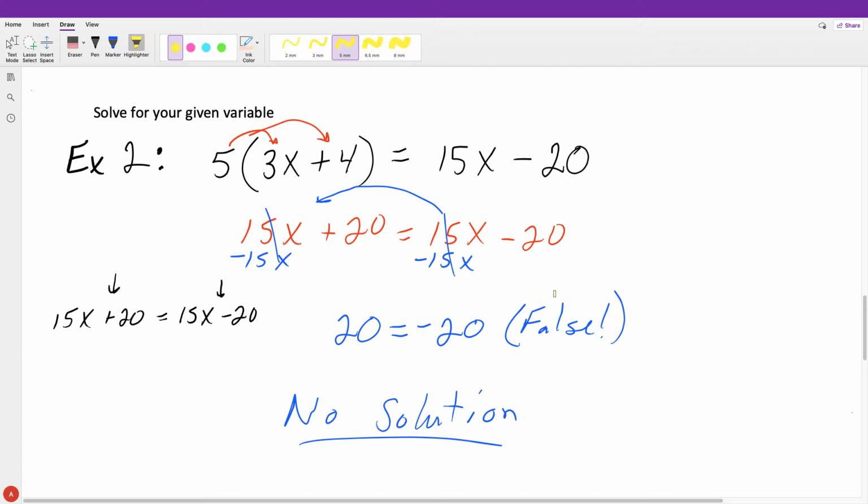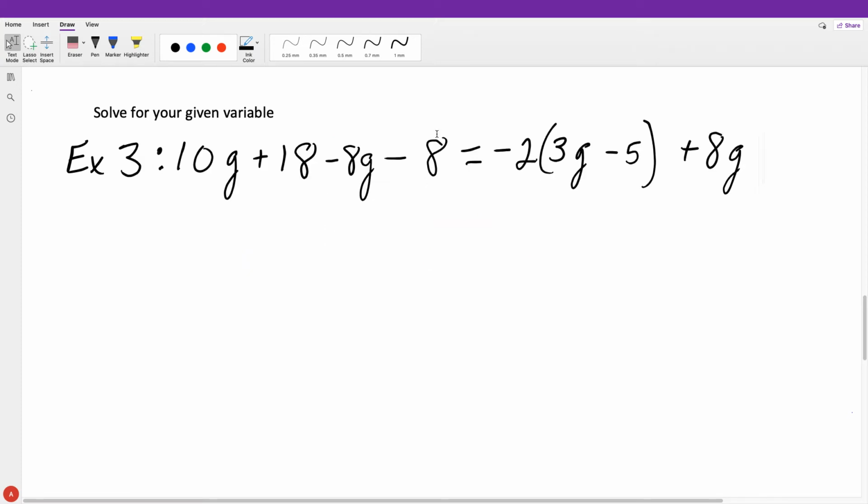But you do need to make sure that you're getting to this point here where you can then make that false or true statement. All right, there's one more question we're going to do for this, a little bit harder, it's a little bit more in depth, but it's going to ultimately come back to a no solution or infinitely many. All right, so let's go ahead and solve this problem.